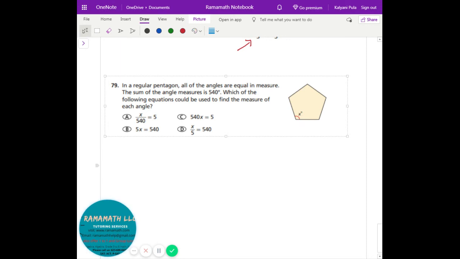Okay, so let's think about the question. Let's say you have $50, but you have 5 people. How much is each person going to get? The same thing here too. The total is 540, and there are 5 angles, and how much is each angle? That's the question. What are you supposed to do?